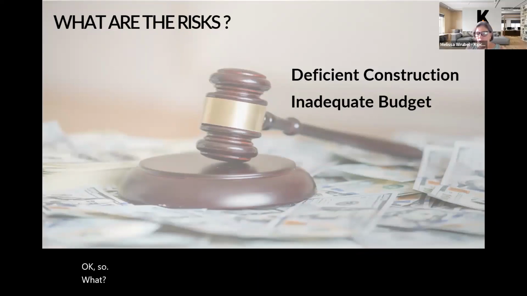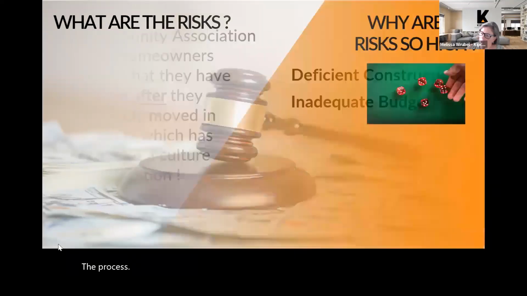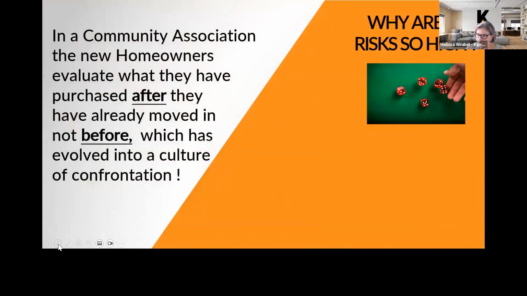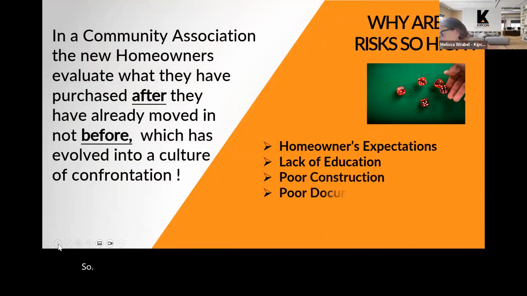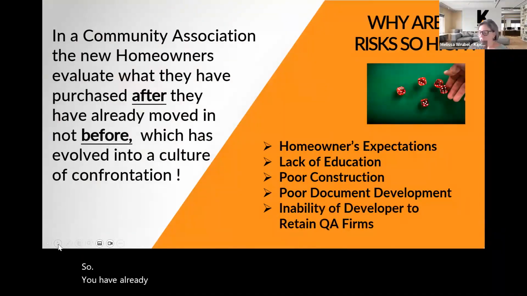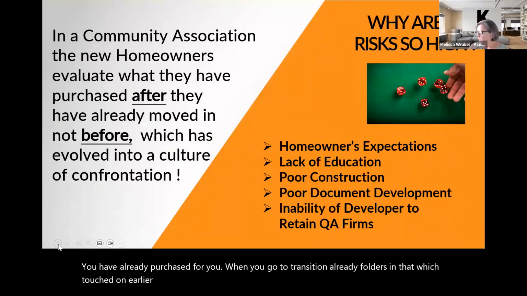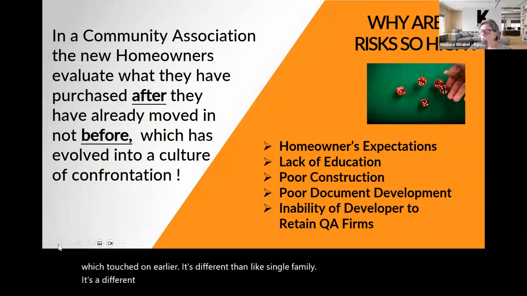What are the risks? What might you run into when you go through this transition process? We touched upon having an inadequate budget. When we prepare that reserve study and then take that backward look, sometimes we can see that there was initially an inadequate reserve statement. So when associations have already purchased their unit, when you go through transition, you're already owners in that. And as Mitch touched on earlier, it's different than when you buy a single family home that is not an HOA. It's a different sort of process. So you're already an owner in the association when you're going through transition.